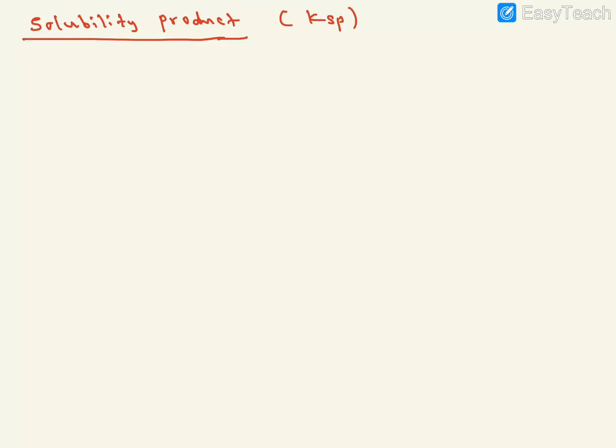Now let me explain what is the solubility product. Some AB electrolyte is there. It is present in solid form and dissolved in the solvent or solution. So AB is dissolved, but it is unionized.